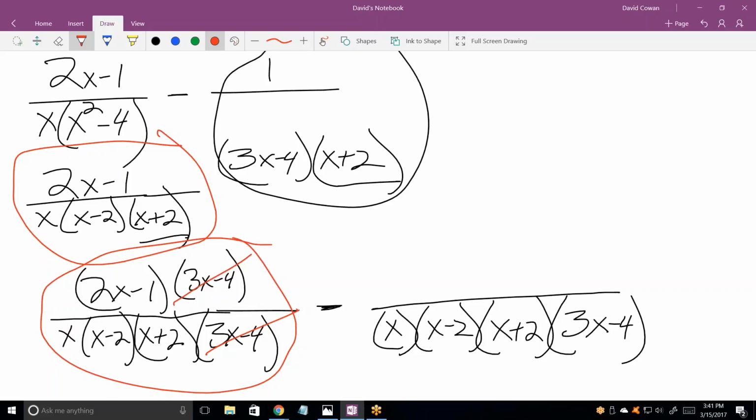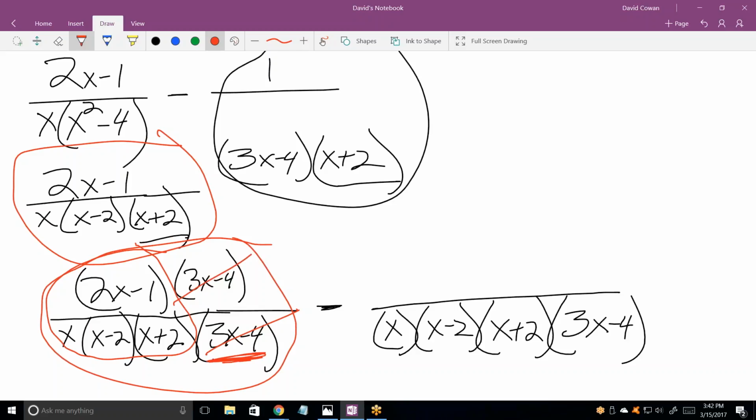So you just added that a common denominator, but I'm trying to not change the fraction. Well, the fraction was 2x minus 1 over x times x minus 2 times x plus 2. Okay, well, that's that part right there. But my common denominator needs a 3x minus 4 in it. So I've got to put it in my numerator also.